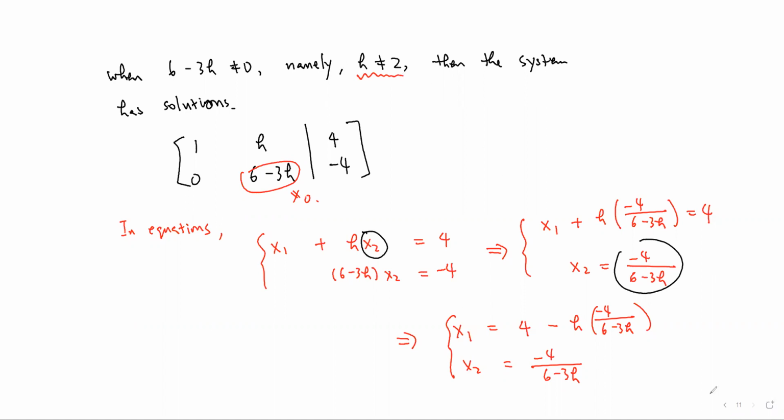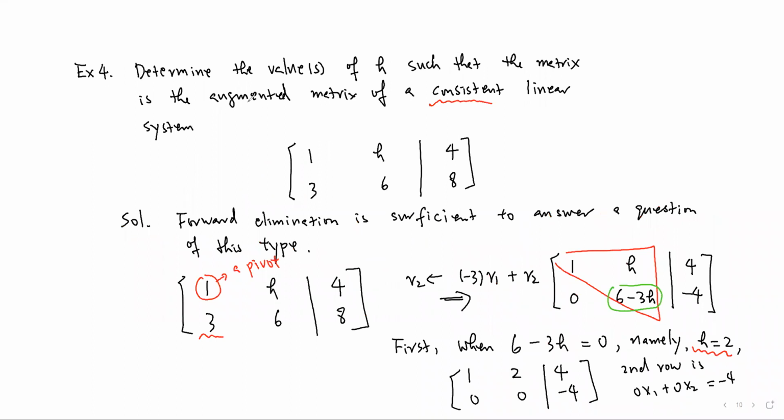So the answer to this question, determine the value of h such that this linear system has a solution, is that there are infinitely many values, provided that h is not equal to 2. When h is not equal to 2, this linear system has a solution. That is the answer. Done. Finish.